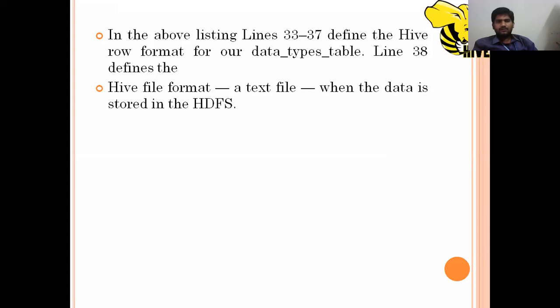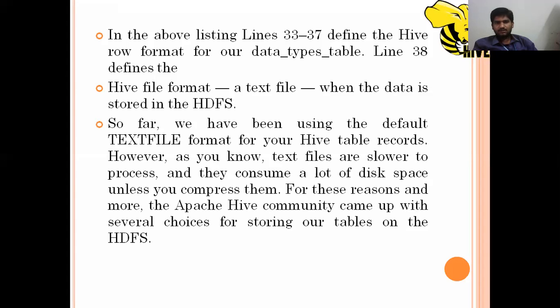Hive file format is a text file whenever the data is stored in HDFS. So far we have been seeing the text file format for your data records. That is the default you are going to use. However, you should know that a text file is slower to process and consumes a lot of disk space unless you compress it. For that reason, the Apache Hive community came up with several choices of file formats for our tables in HDFS.